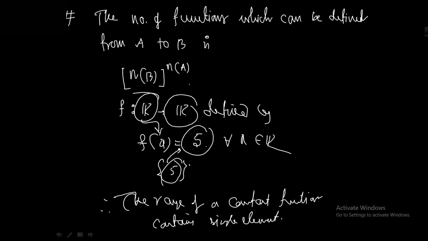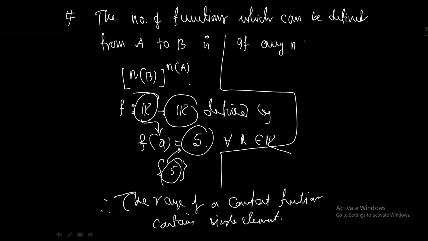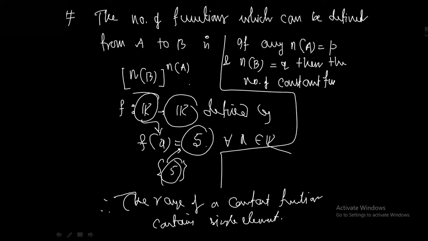আইডেন্টিটি ফাংশন কি? আচ্ছা এখানে একটা নোট আছে। Note, if any set A has number of elements equal to P and set B has number of elements Q, then the number of constant functions from A to B is Q.